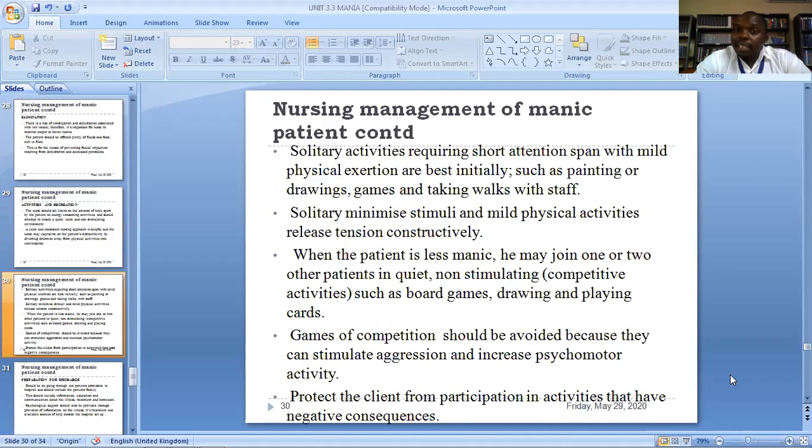Solitary activities requiring short attention span with mild physical exertion are best initially, such as painting or drawings, games, and taking walks with staff. Solitary activities minimize stimuli, and mild physical activities release tension constructively. When the patient is less manic, he may join one or two other patients in quiet, non-stimulating, non-competitive activities such as board games, drawing, and playing cards. So games of competition should be avoided because they can stimulate aggression in these manic patients and increase psychomotor activity. Protect the client from participation in activities that have negative consequences because they are easily irritable, remember? They can express aggression.